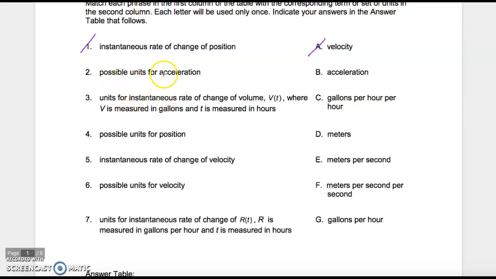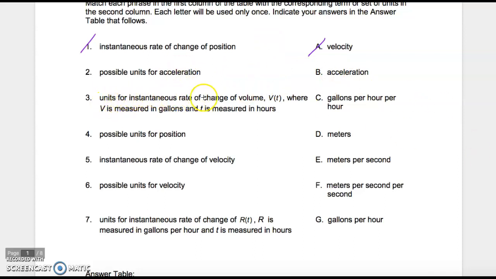Some possible units for acceleration would be, if velocity is meters per second, acceleration is the change of that over time. So it would be like meters per second squared, or feet per minute squared. Those would all be acceptable units for acceleration. I see a couple of them on here that have per something else, so I'm going to pause on number 2 and we'll come back to that when we have more of a process of elimination down.